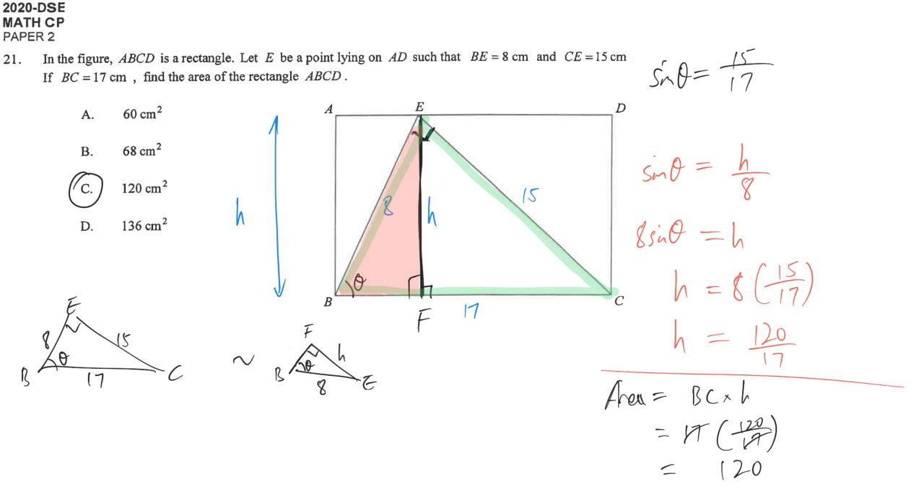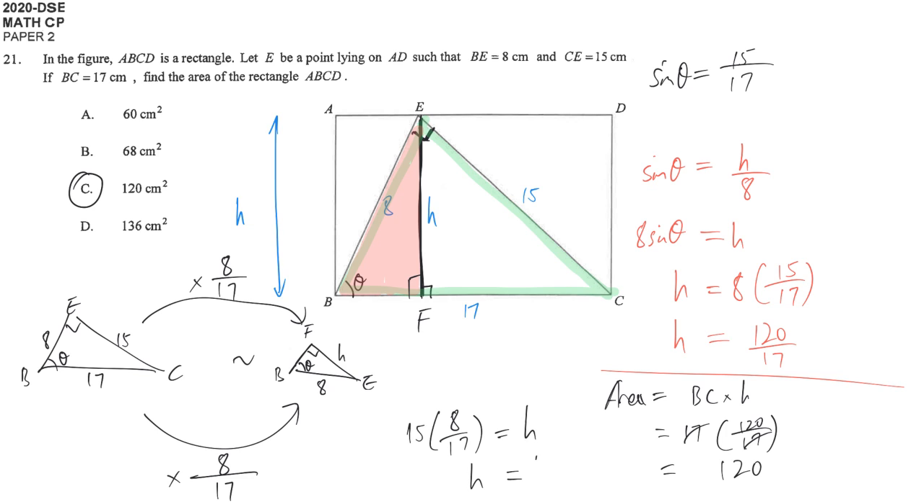BE is 8. So we know how 17 becomes 8. The transition is we divide by 17 first and then multiply by 8. So if we multiply by this factor, we can change 17 to 8. For a similar reason, from 15, we divide by 17 and then times 8. So 15 multiplied by this factor will give you h. We get h is 120 divided by 17 directly. Then the following steps are the same as before. And basically, trigonometric ratio is an application of the similar triangle property.